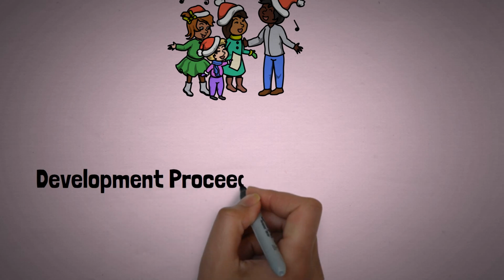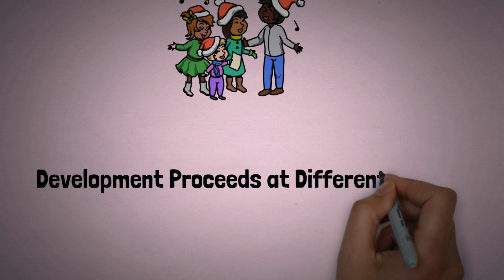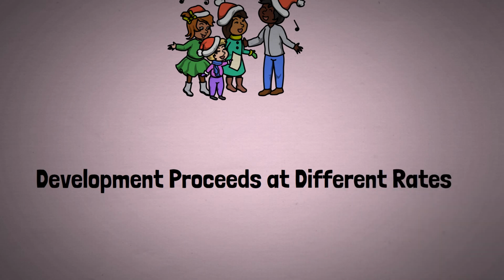Development can, though, proceed at different rates. Different people absorb information or change or develop at slightly different rates. And there can be a variety of factors for this. These can be genetic factors, these can be environmental or psychosocial factors.